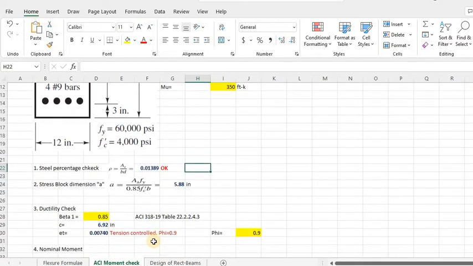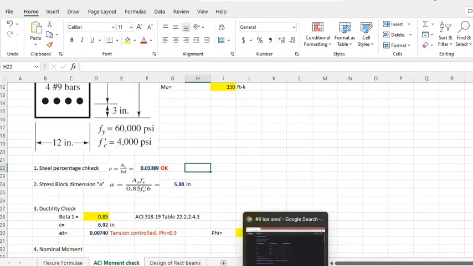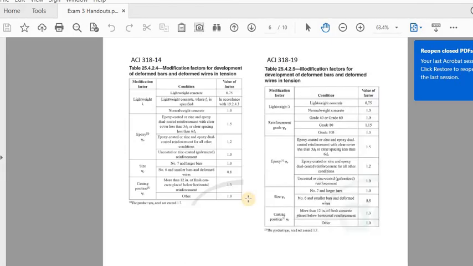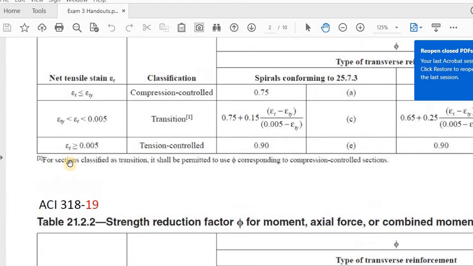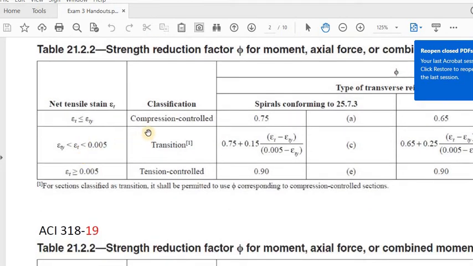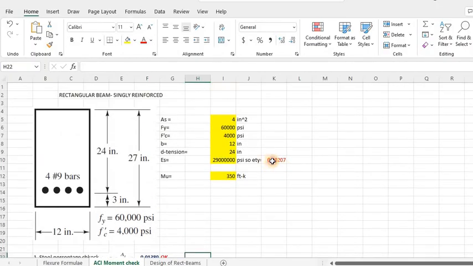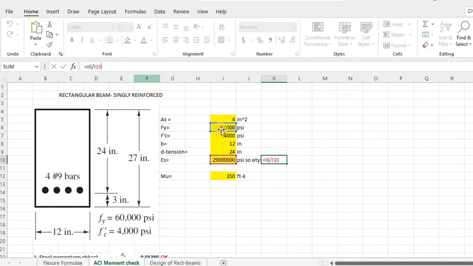Now, when we go into the ductility check, you try to find out if your beam is tension controlled, compression controlled, or in transition. We have different sections here. When it's compression controlled, then your epsilon t, which is the tensile strain of the beam, is less than epsilon ty, and that epsilon ty is the yield strength of the steel, fy, over the modulus of elasticity of the steel, and that will give you epsilon ty.